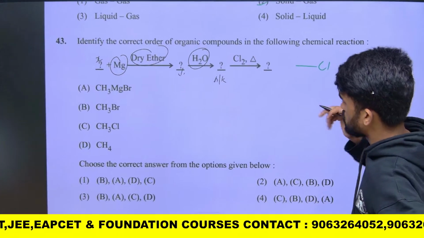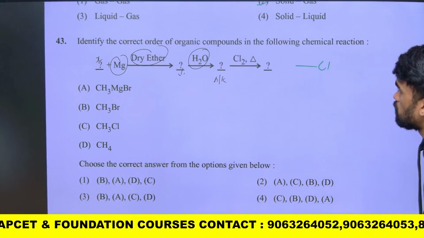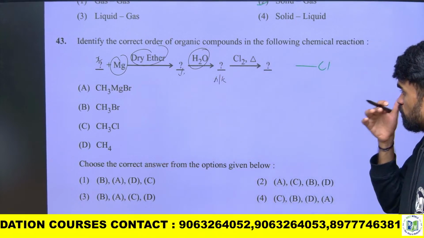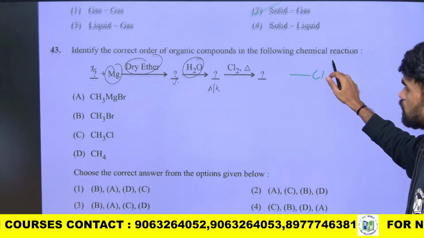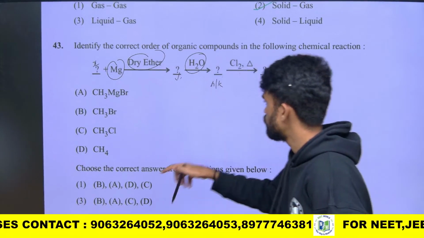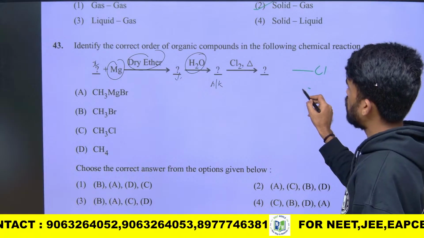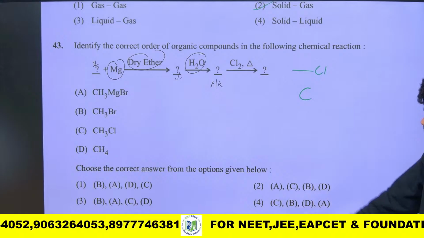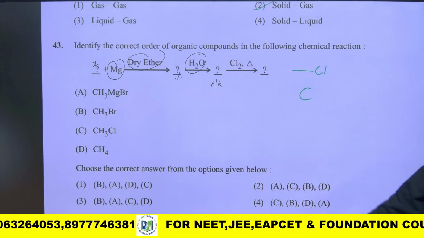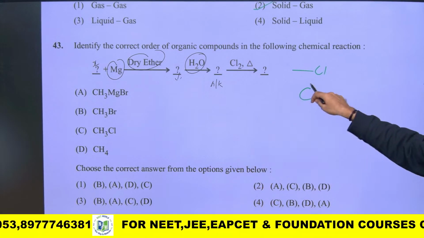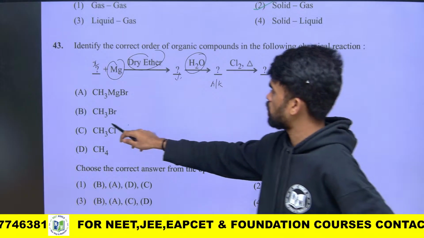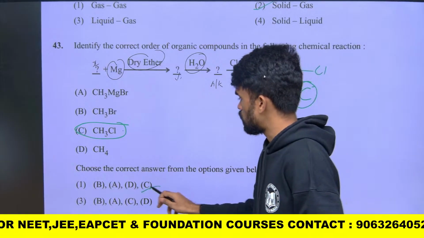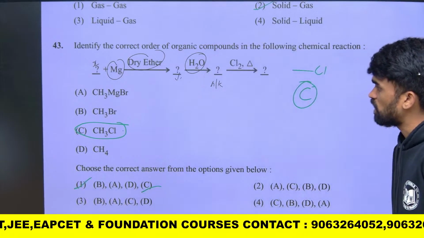Let's see from the options. Correct order of organic compounds. 4 organic compounds are given. What is their order here? Okay. Finally we know chlorination is taking place, so definitely C will be the last one. See, nothing to do here, directly we have only one option. Option number 1 you can see. So C is the last product. The chlorine-containing product will be the final product. So this is the direct answer we can say, or if you want I will explain step by step.